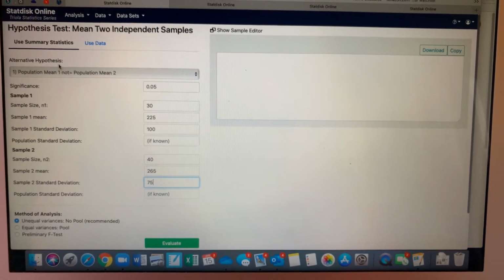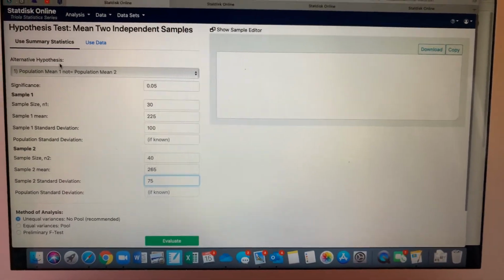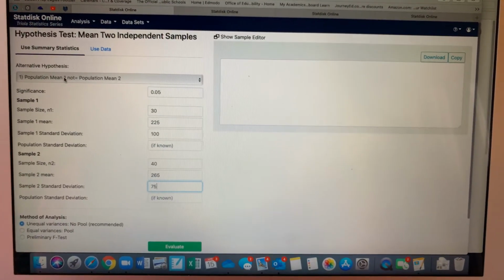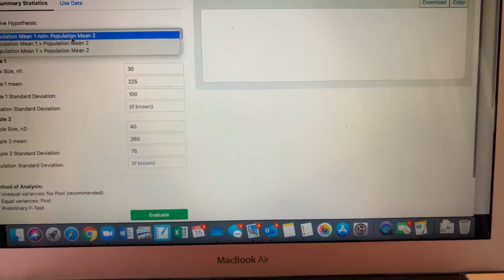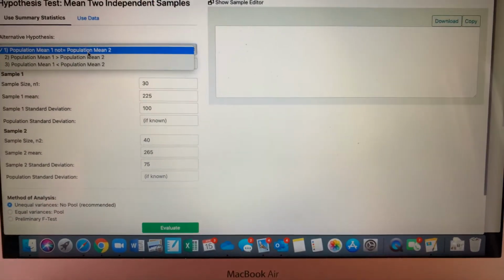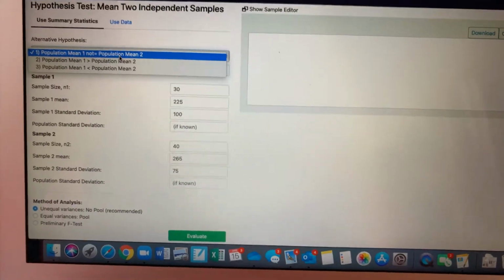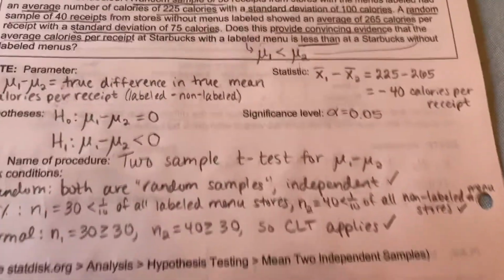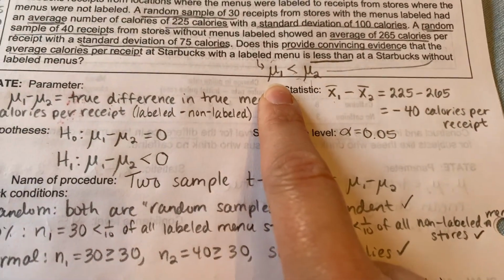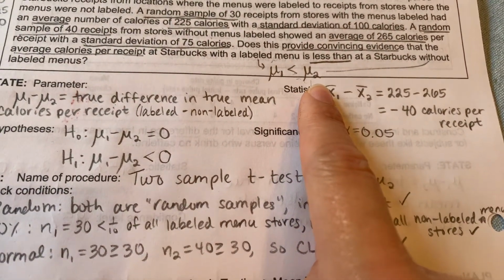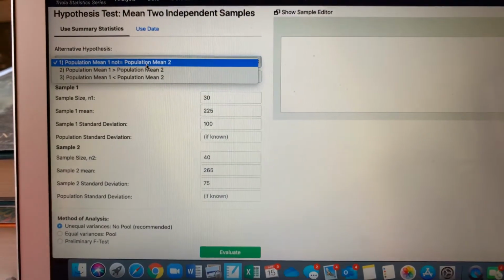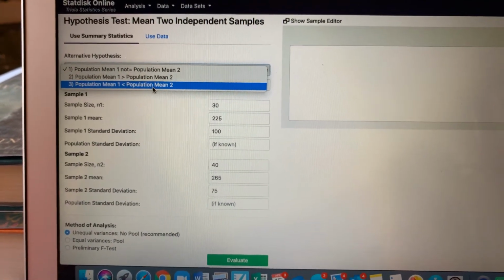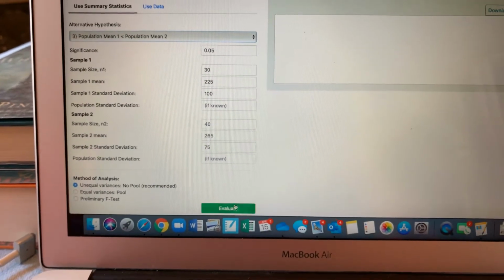The only other thing I have to remember to change up here, and this is really important, is my alternative hypothesis. So notice this is assuming the null is that the difference is equal to 0. So the alternative is the only thing that can change. So it says the population mean for number 1 is not equal to population mean number 2. That's the first one it starts out on. That is not ours. Remember, we are using that the first population mean is less than the second population mean, which we rewrote as the difference being less than 0. So this is kind of what we're looking at for choosing this up here. We want the bottom one, population mean 1 is less than population mean 2. So we select that and then we hit evaluate.